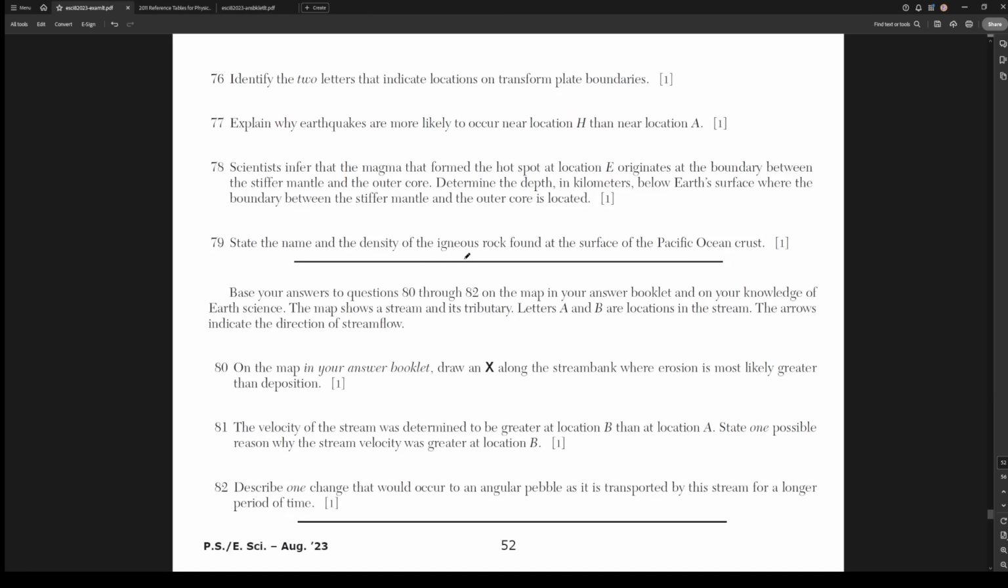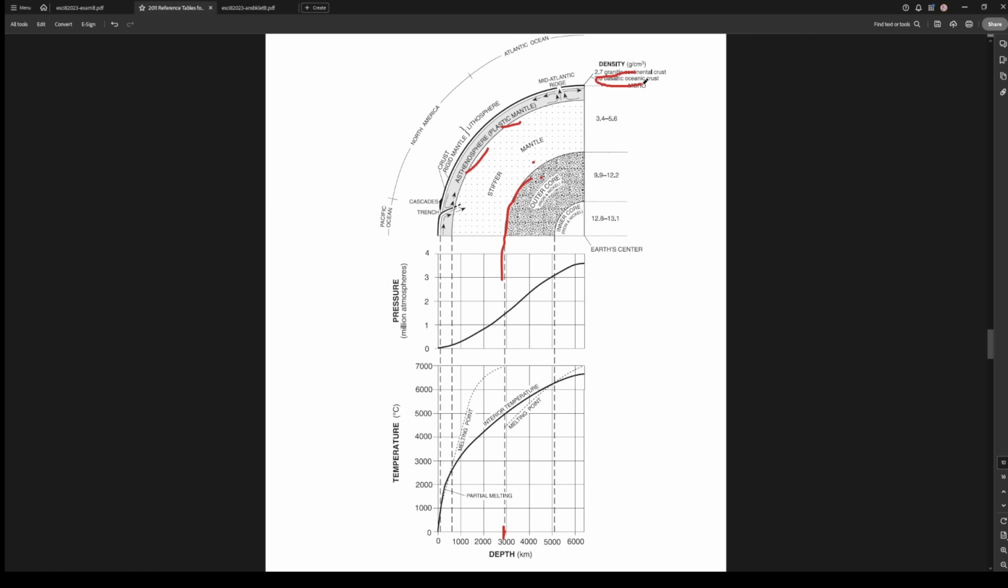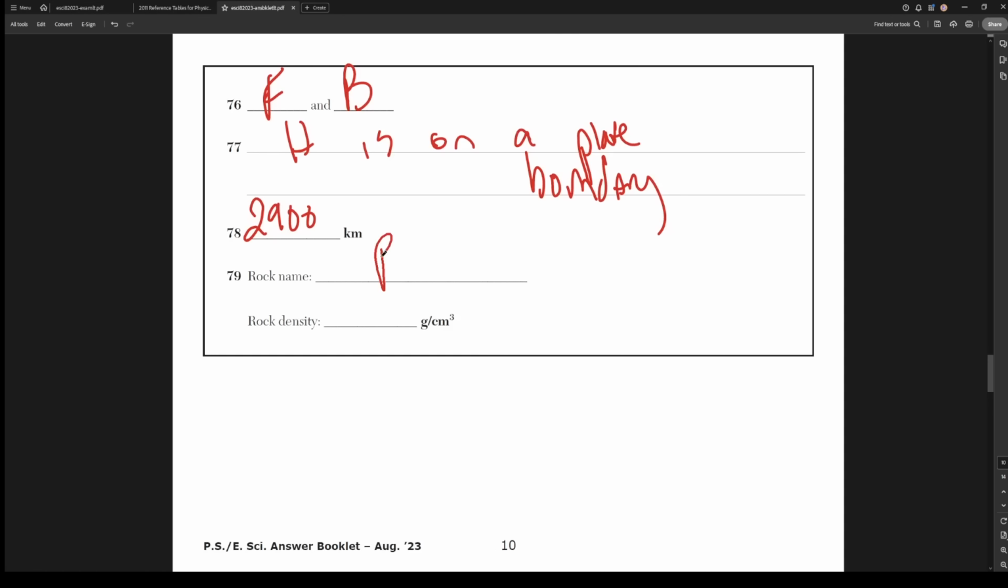Okay, state the name and density of the igneous rock found at the surface of the oceanic Pacific crust. Okay, look right here. Basaltic. It's basalt. And the density is right there, 3.0. So, basalt, 3.0. By the way, make sure you write neat on the Regents because mine right there looks like 3.6, which is not good. We want 3.0.